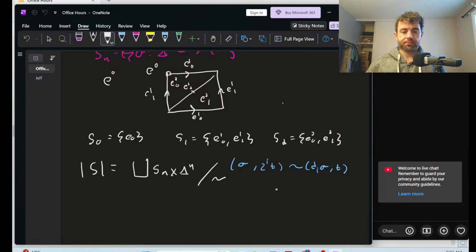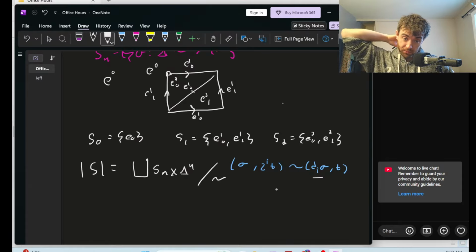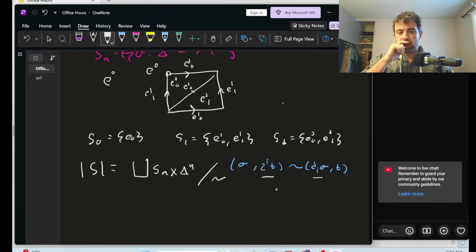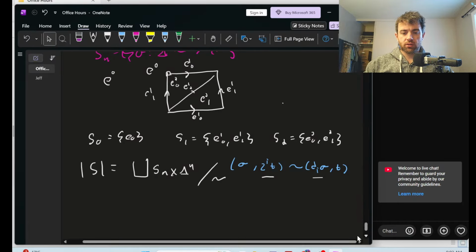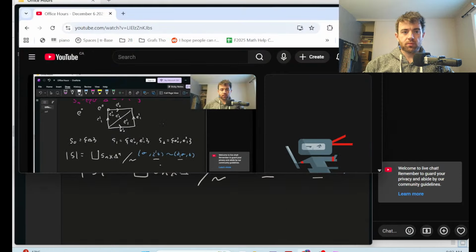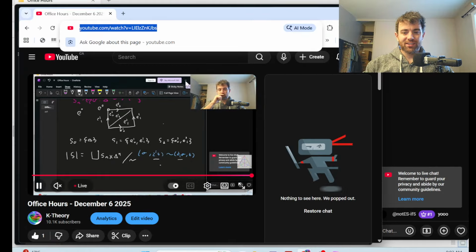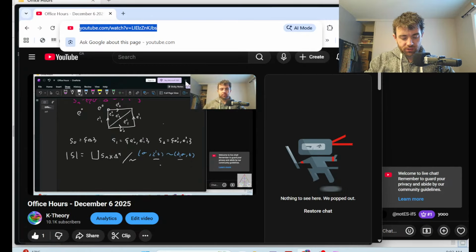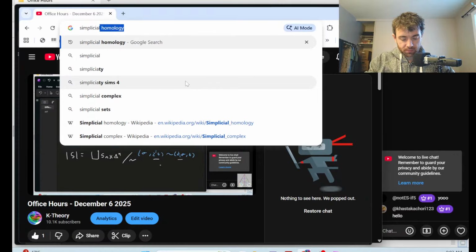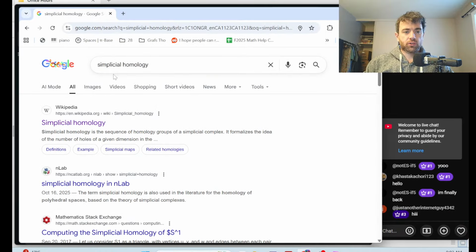What am I doing here? So these are my chain maps. This is inclusion. What's the DI? What is the DI? I guess I better go back to Wikipedia. Which homology was I even looking at? Not ES. Or was I looking at singular homology?